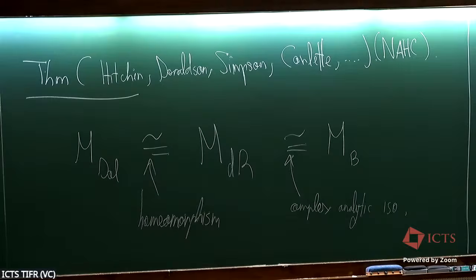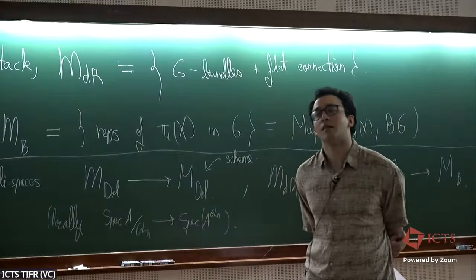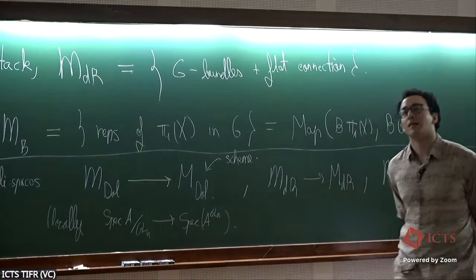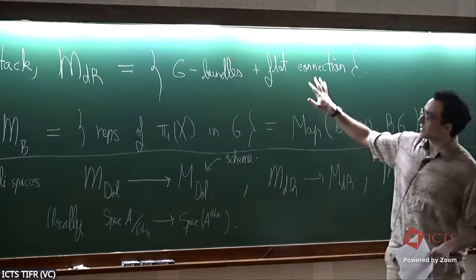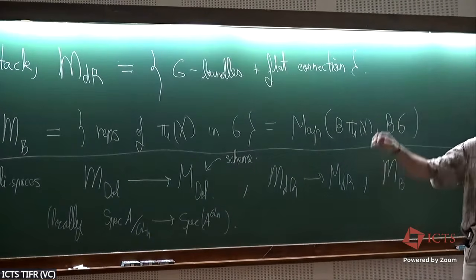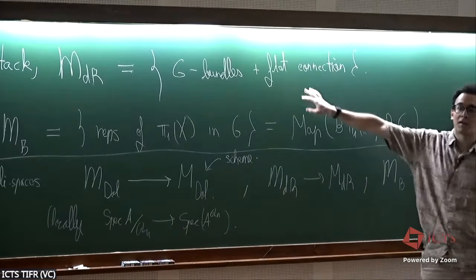So the good moduli space of each of these stacks, the points are in bijection with polystable points of the stack. For M_DR, no, just G bundles with flat connection. Yeah, there are strictly semi-stable objects in this stack that are not polystable.